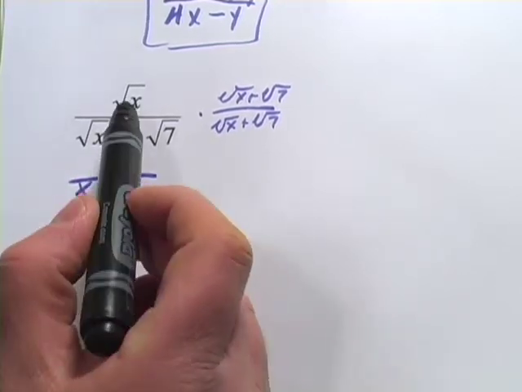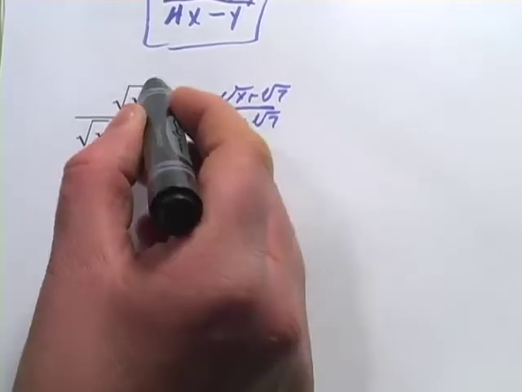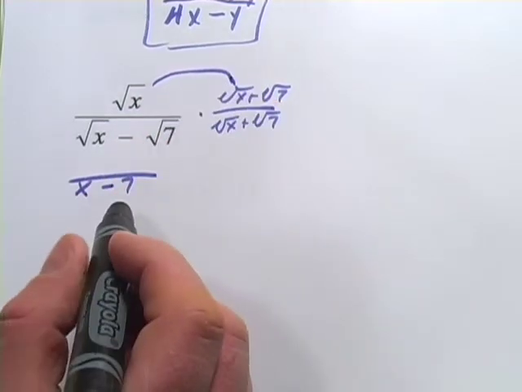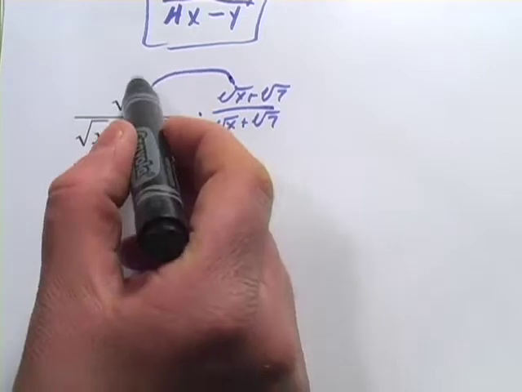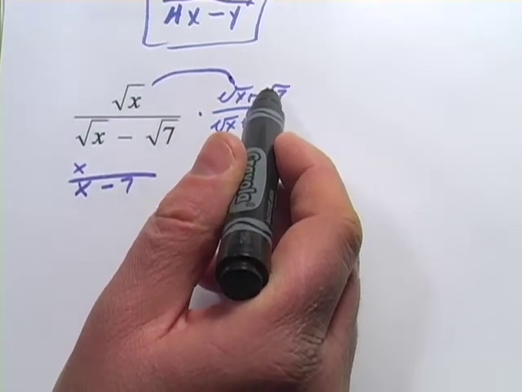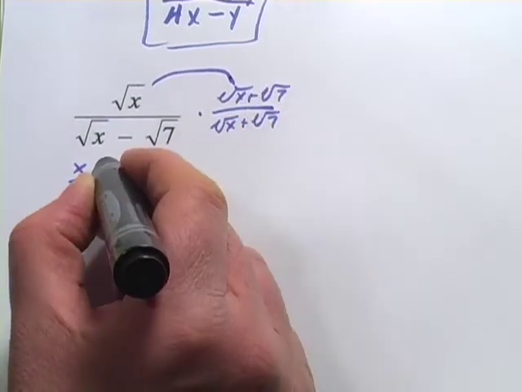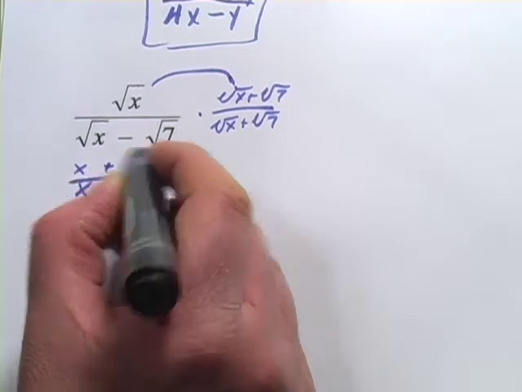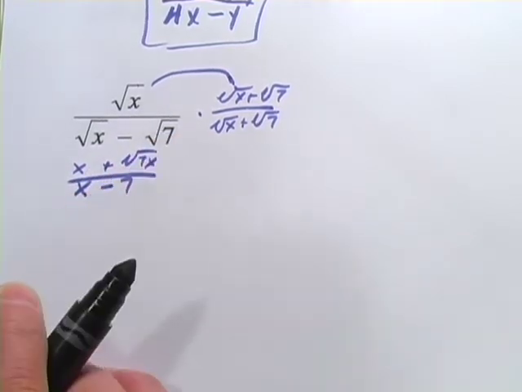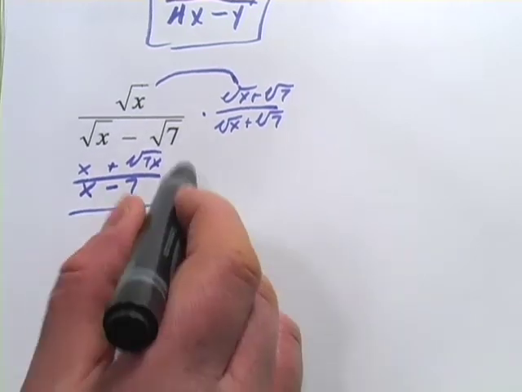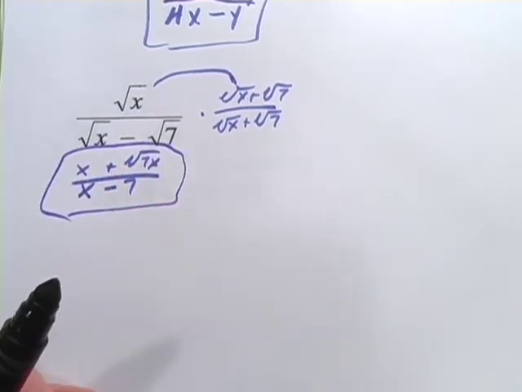And on the top, we get square root of x times square root of x, first term. Well, that's just square root of x squared, or plain old x. And then square root of x times square root of 7. So that would be plus square root of 7x. And that's how you rationalize the denominator.